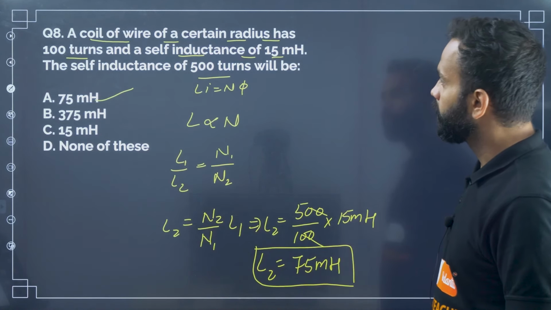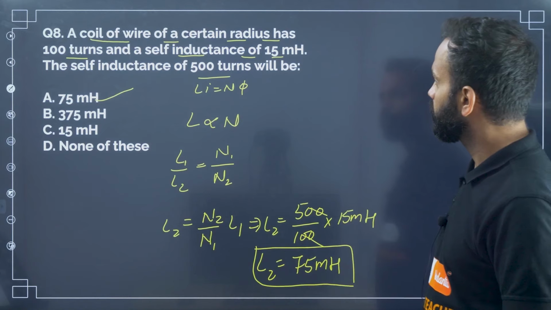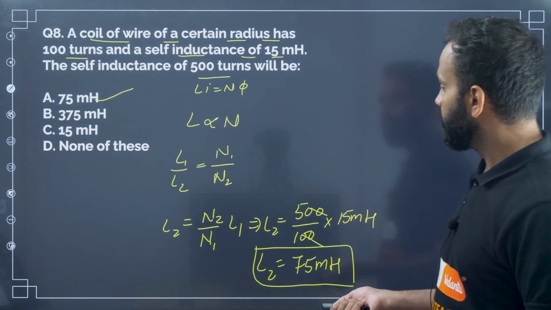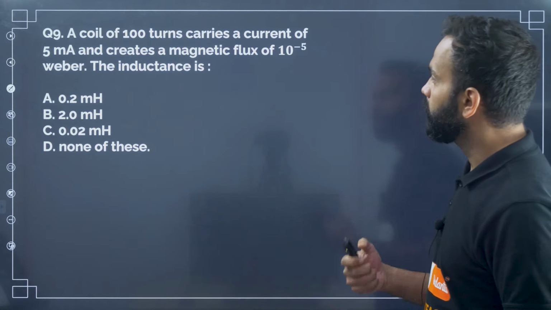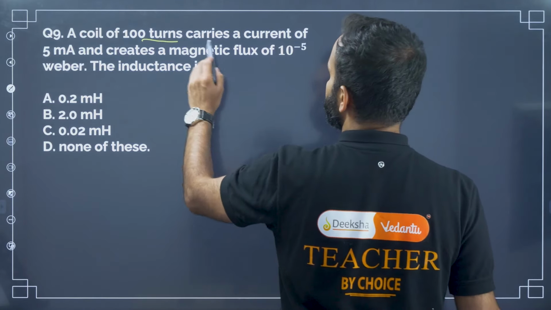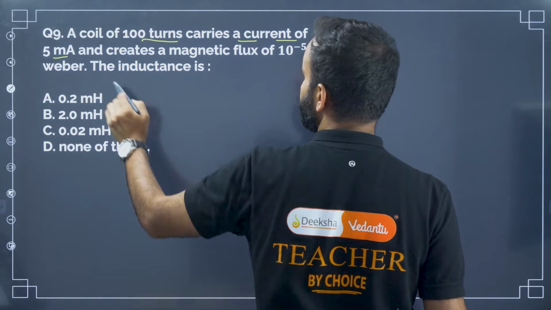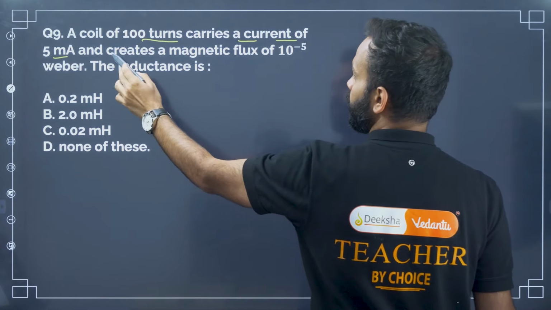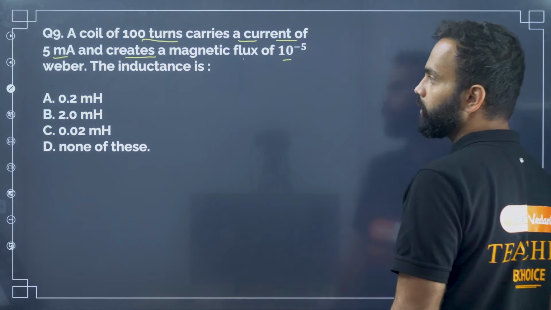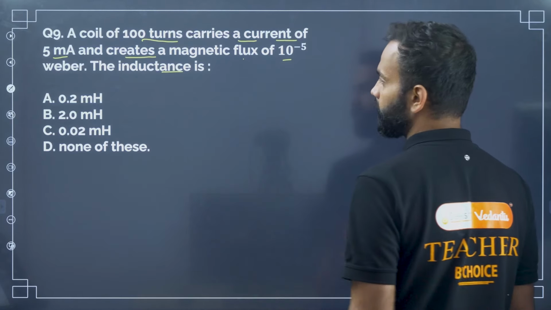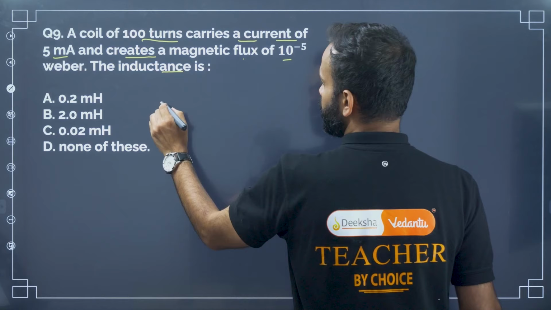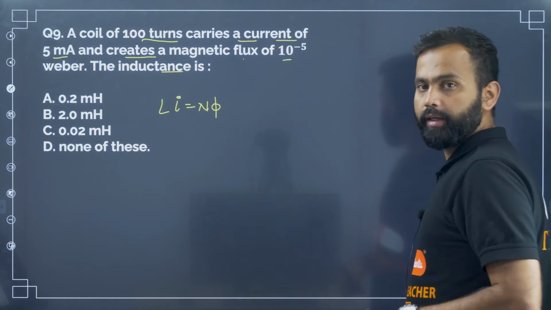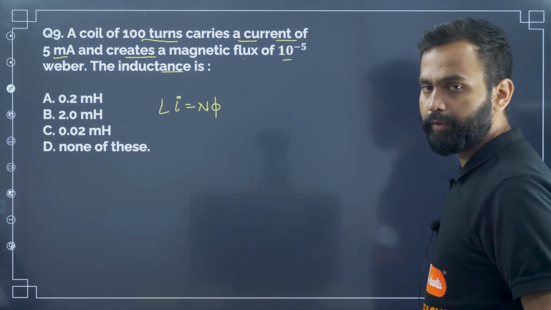Understood? Next question, question number 9. A coil of 100 turns carries a current of 5 milliampere. N is 100, I is equal to 5 milliampere, and it creates a magnetic flux of 10 to the power minus 5 Weber. The inductance is, direct question, right? We know that L into I equals N into phi. This is the relationship between self-inductance, current and the magnetic flux.